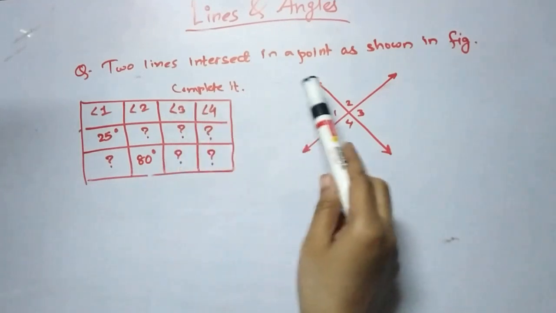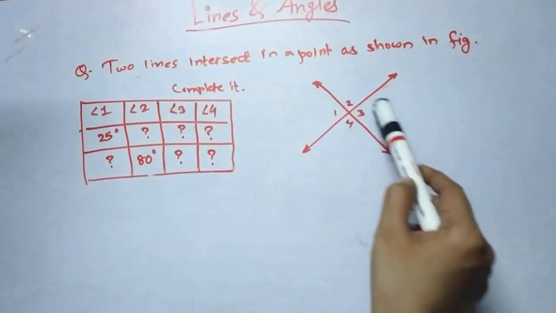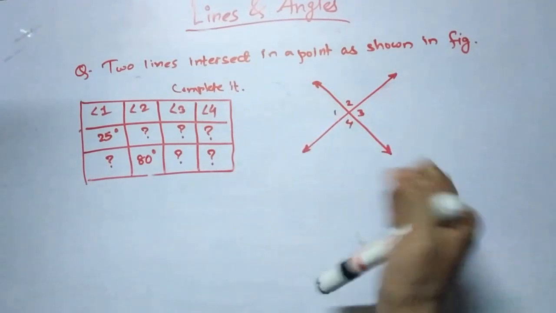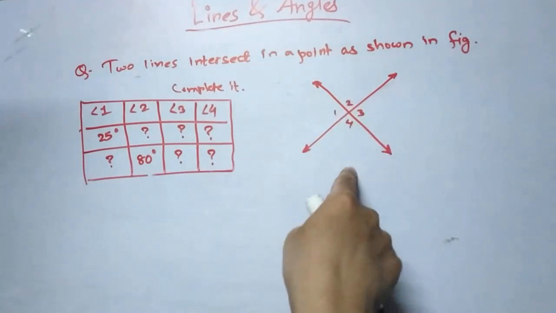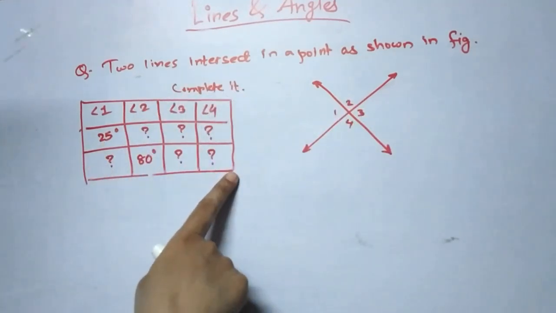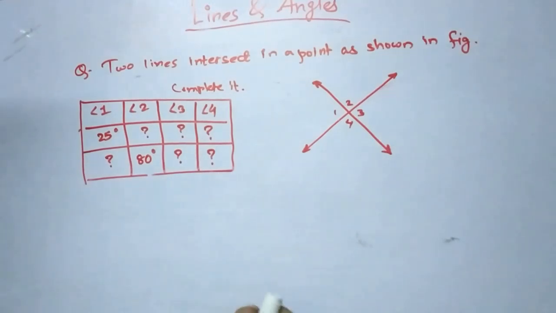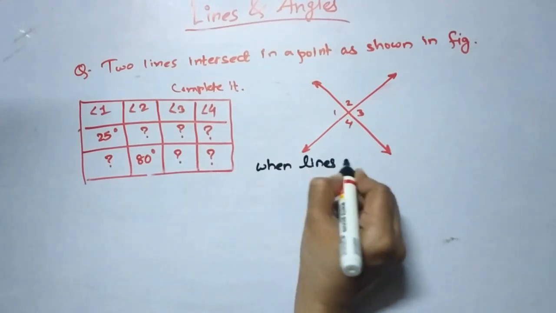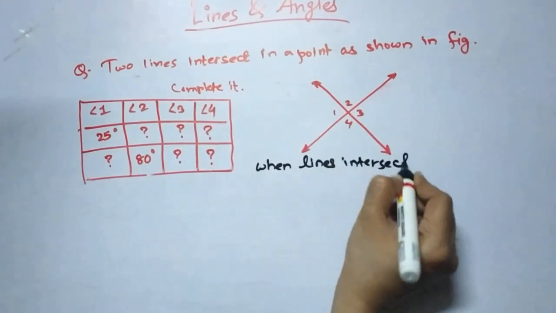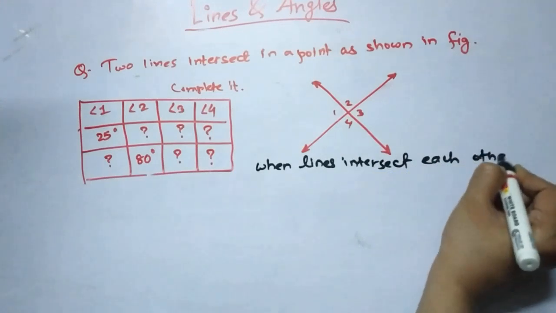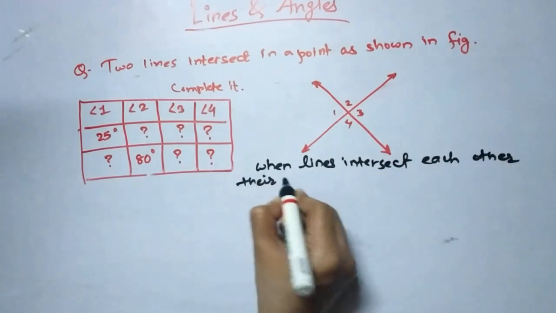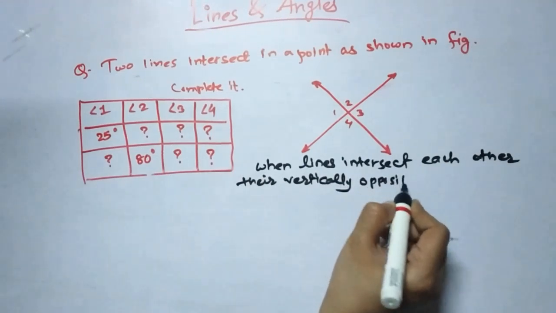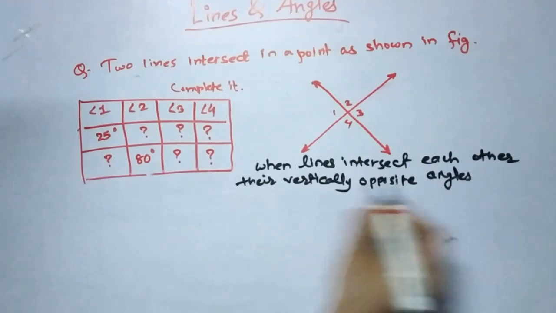So friends, now here it is given that two lines intersect each other at a point, this center point. So here you can see this line is intersecting this line. Because of intersection, four angles are forming here, angle 1, 2, 3 and 4. We need to complete these angles; some value is given and all others are unknown. So here we know that when two lines intersect each other, their vertically opposite angles are equal, their measures are going to be equal.